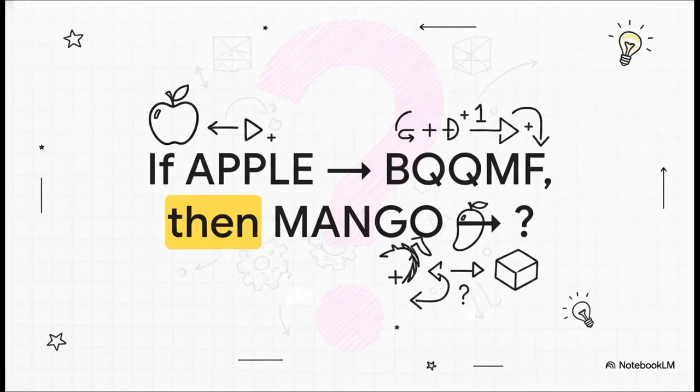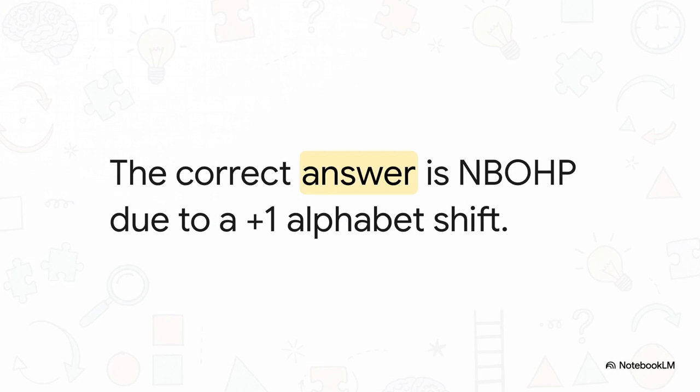Let's tackle a classic coding problem together right now. If the word apple is coded as BQQMF, then how would you code the word mango? Take a second and think about the shift happening in that first set of letters. Did you catch the pattern? The correct answer is NBOHP. If we look closely at apple, A shifts to B, P shifts to Q, and so on. Literally every single letter shifted forward by exactly one spot. Apply that exact same +1 rule to mango, and it perfectly gives us NBOHP.